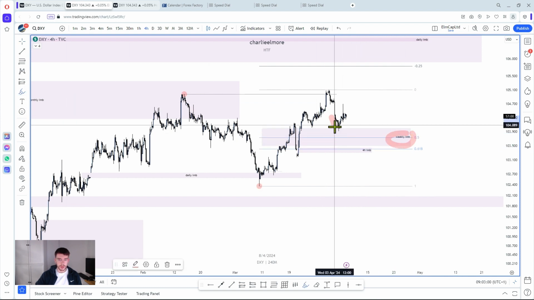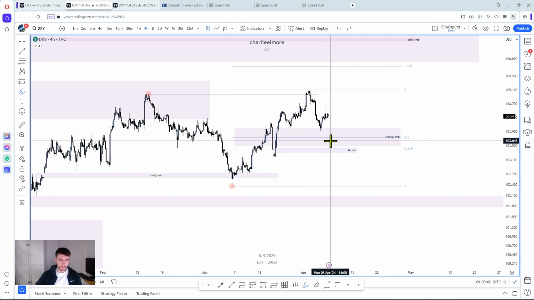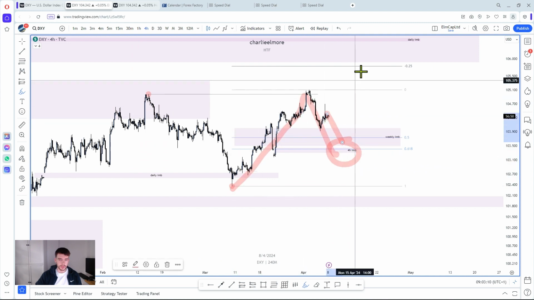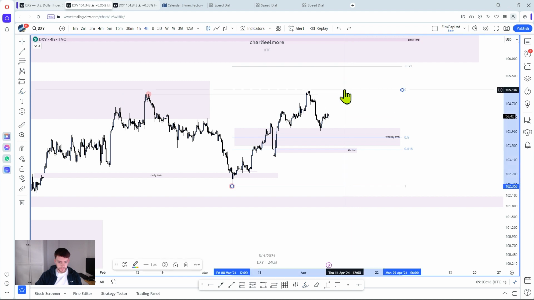So, yes, we could just fly. But following the structure, we've not had a 50% retracement of this just yet. So we could see that further down move on the dollar to fill this before we do anything. So that's what I'm looking for on the dollar.